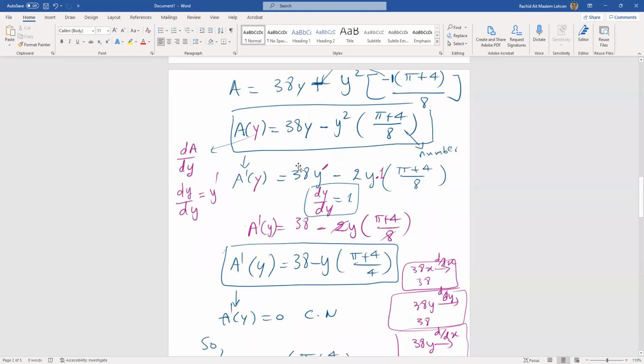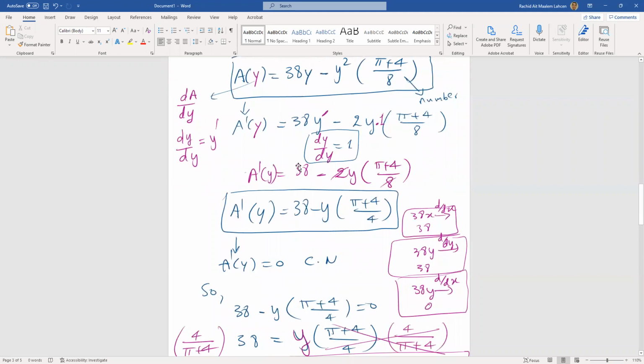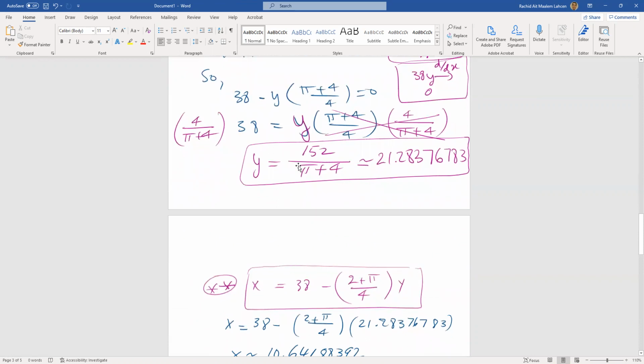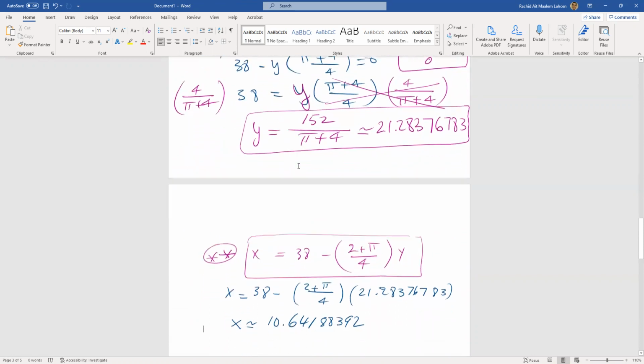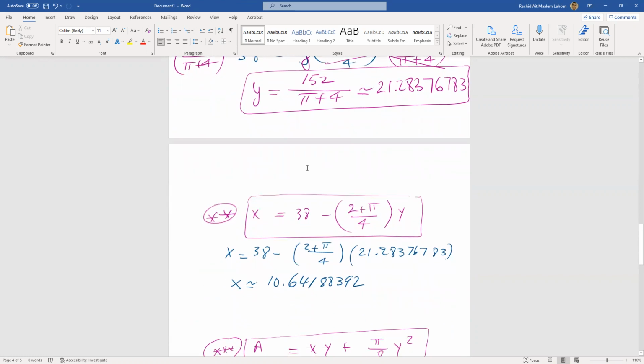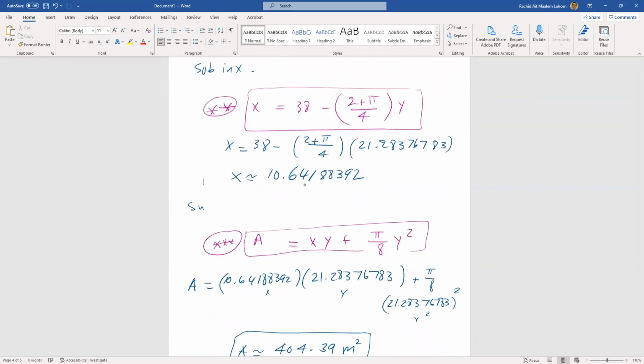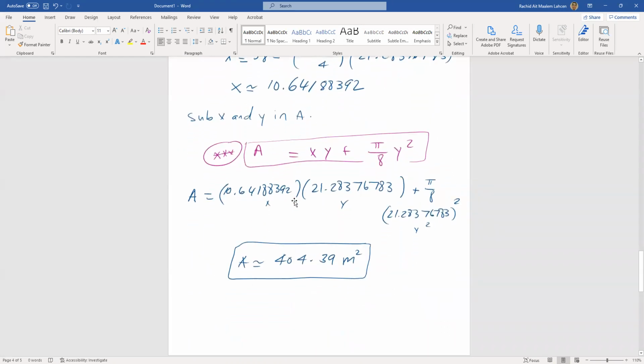And that gives us A prime, the first derivative. We set the first derivative to 0 to find any critical numbers. Here it only gives a single number. And you will substitute in x. You get x. Then you substitute x and y in A. And we get the final answer, which is the maximum area that can be made with that. Cool, thank you.